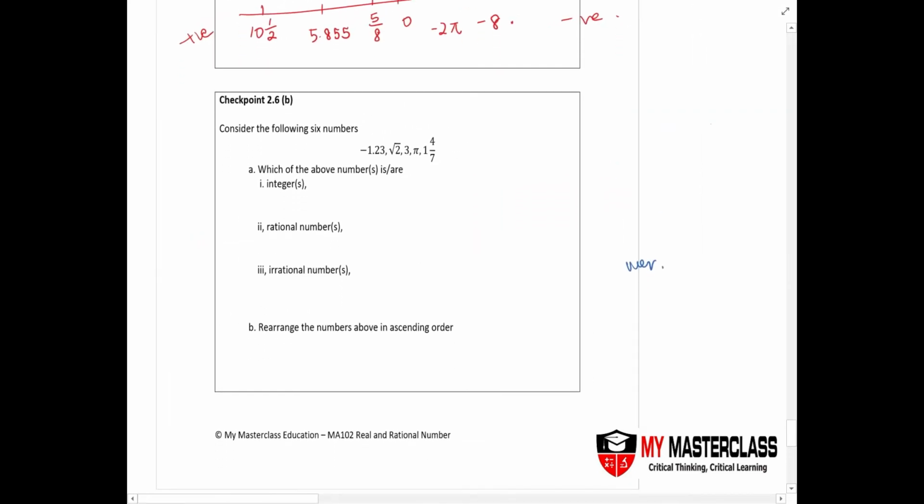Now, let's take a look at 2.6b. 2.6b is relatively similar, but what we are looking at here is identifying them in different terms, such as integers, rational numbers, and irrational numbers.